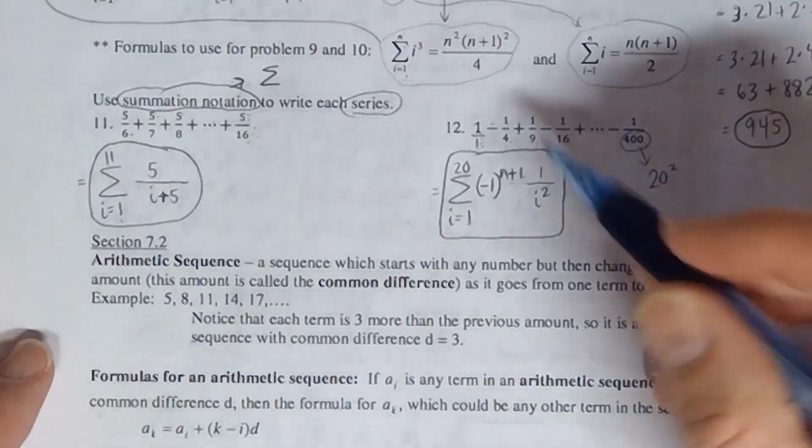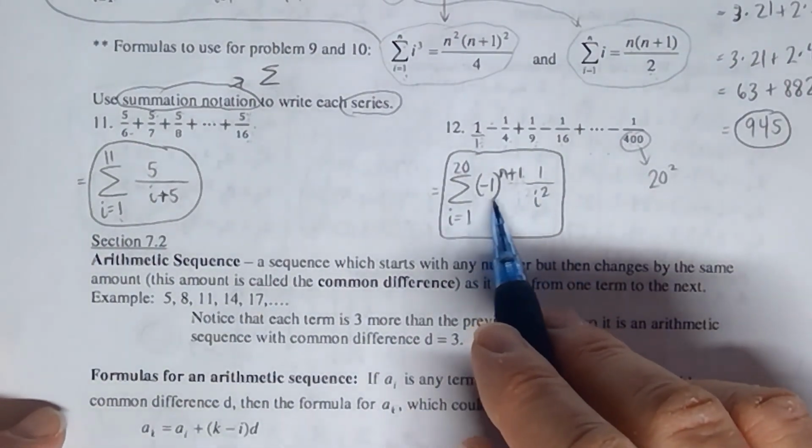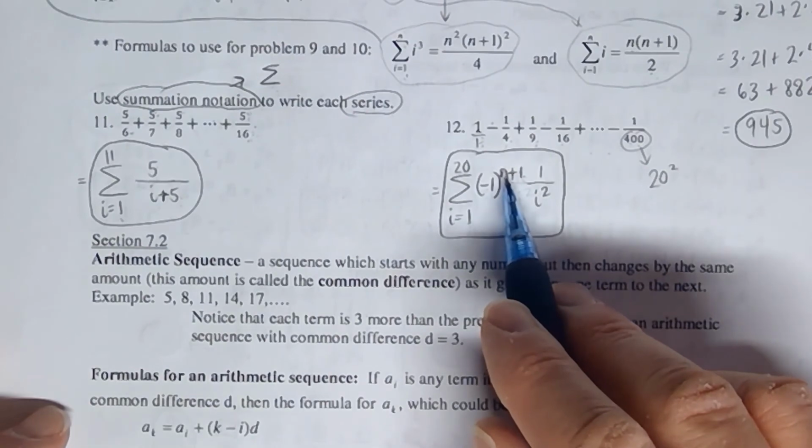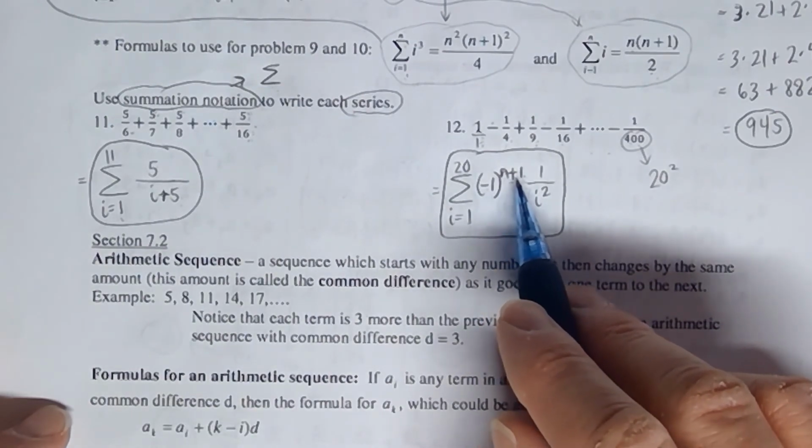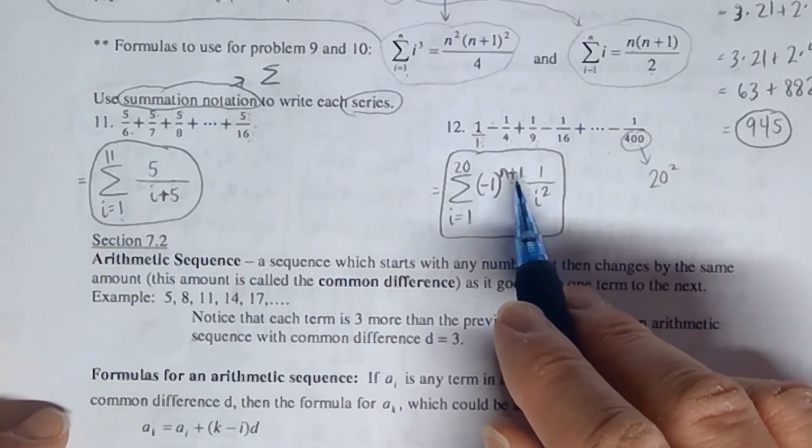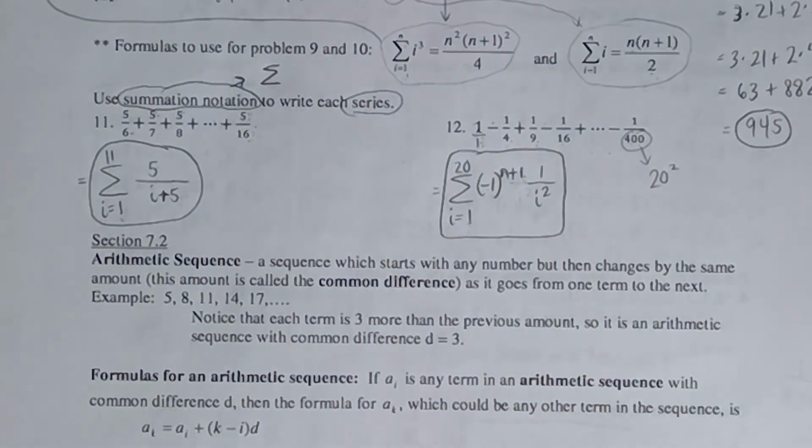So when you've got alternating signs, do that -1 thing. And it'll either be n or n plus 1 or n minus 1 as the exponent. Whatever works is what's important, like I said. Okay, so that concludes section 7.1.